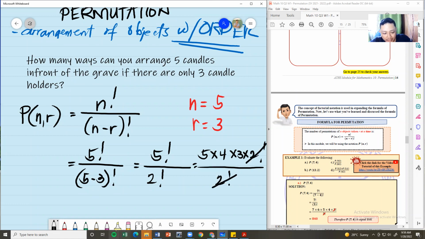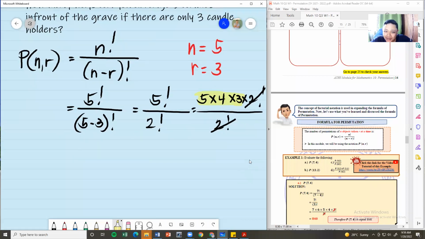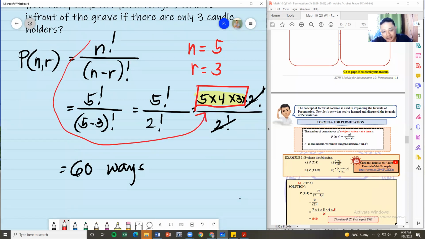Cancel si 2 factorial. And do you recognize this? The 5 times 4 times 3. Ayun. So in short, from this formula, we will end up with that process. So you have 2 different ways now on how to solve the problem. So you will have here 5 times 4 times 3. That will be equal to 60 ways to arrange your candles. Can you follow? Which is, if you will just apply immediately FCP, automatically nandito na kayo. But if you will apply the formula, you will follow this process.